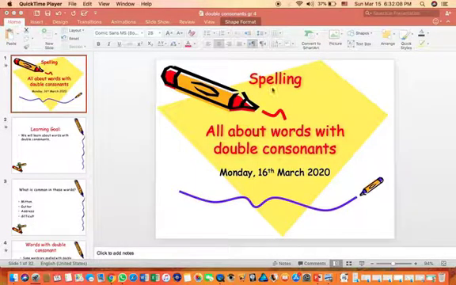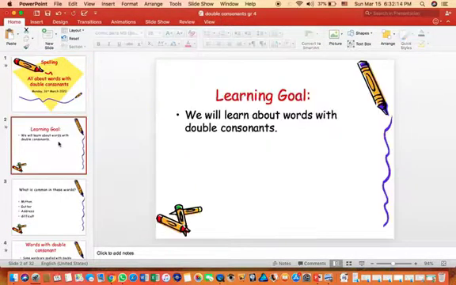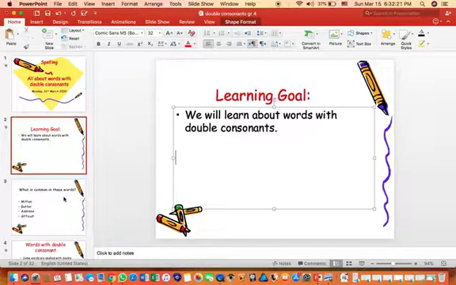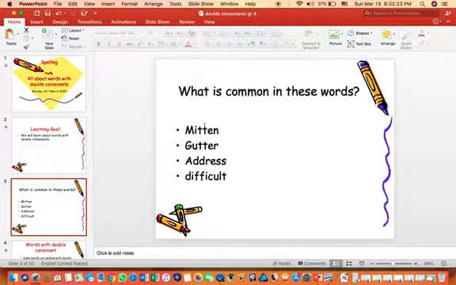Today our lesson is about spelling. We will learn about words with double consonants. Now, before I introduce my lesson, I need my dear students to take a look at these words. What is common in these words? Let's take a look together. Midden, gutter, address, difficult. Now, what is common in these words?